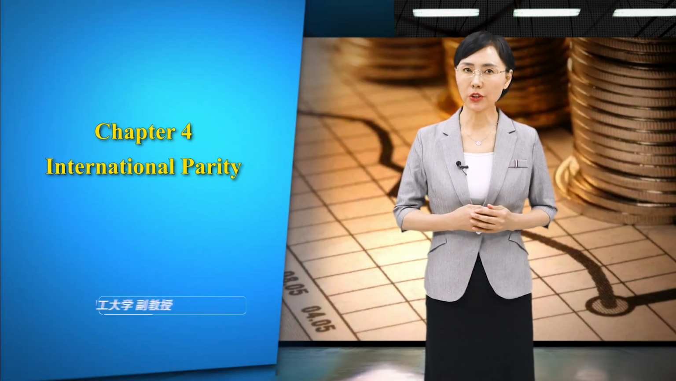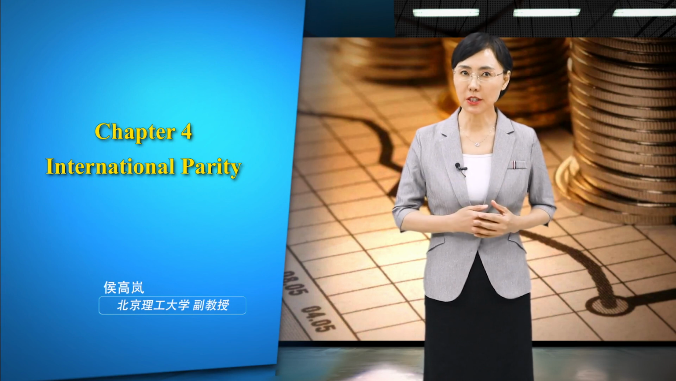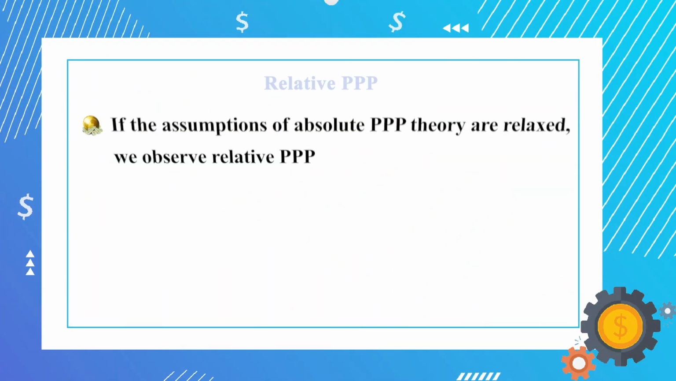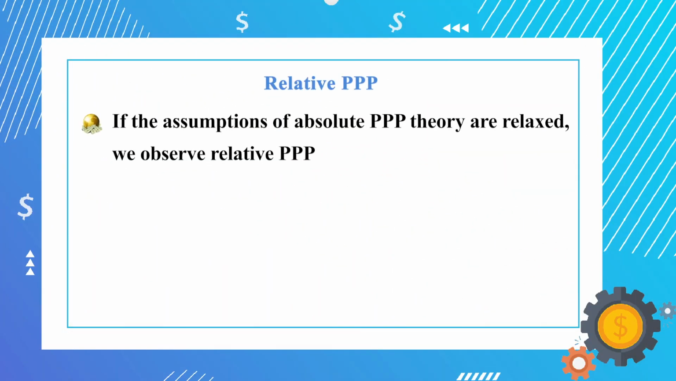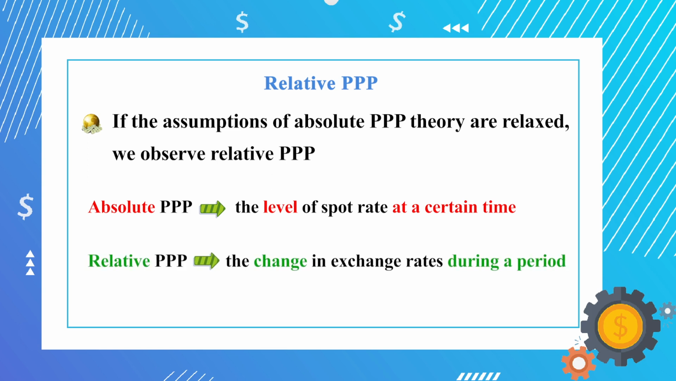In the last video, we learned the absolute PPP theory. If the assumptions of absolute PPP theory are relaxed, we observe relative purchasing power parity. This idea is that PPP is not particularly helpful in determining what the spot rate is today, but that the relative change in prices between countries over a period of time determines the change in exchange rates.